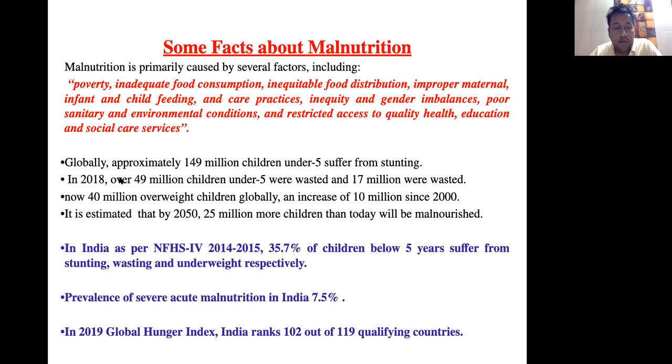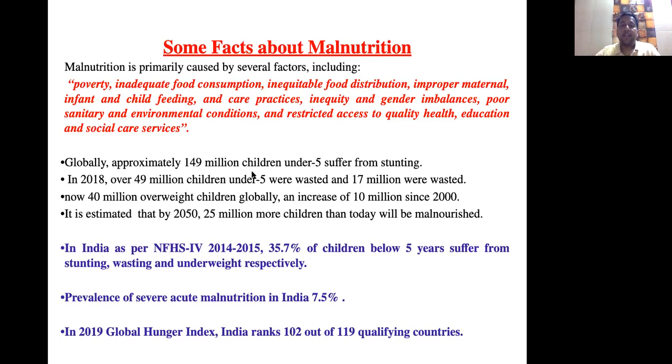In 2008, over 49 million children under 5 were wasted and 17 million were severely wasted. Now 40 million overweight children globally, which shows an increase of 10 million since 2000. It is estimated that by 2050, 25 million more children than today will be malnourished. Here are a few words which I would like to explain, as you might not be very clear about them: stunting, wasting, and overweight or undernourished.